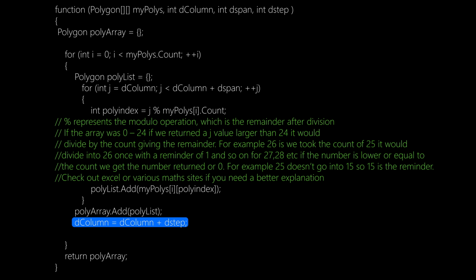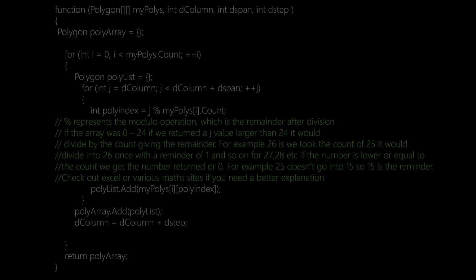The other key is here, the D column equals D column plus step. What we want to do is step across from where we actually started. So it's not just stepping incrementally, it's stepping from where we started. So if we start at 5, we don't want to start at 0. So we get 5 plus our step. As it goes up to the next row, it goes, okay, I started at 5, and if our step is 1, now we're going to start at 6, and so forth. It just keeps going through. That's how we get our spiral. And then at the end, we just return our poly array. And of course, we close the function with curly brackets, and we're ready to go.